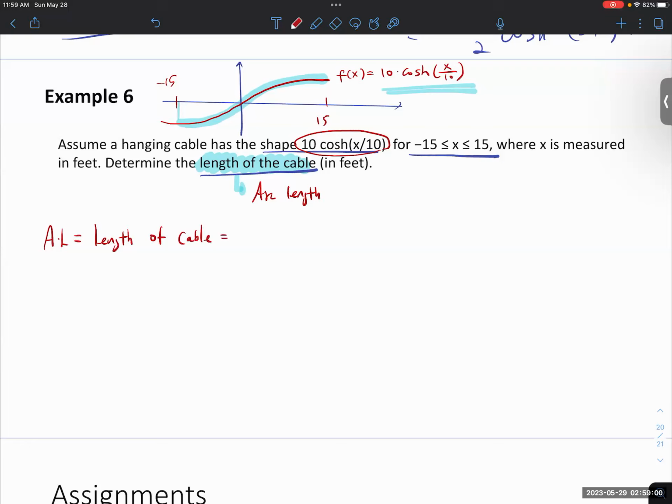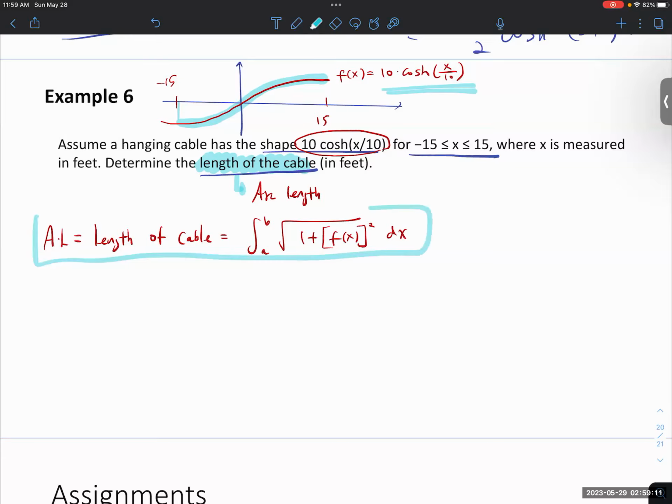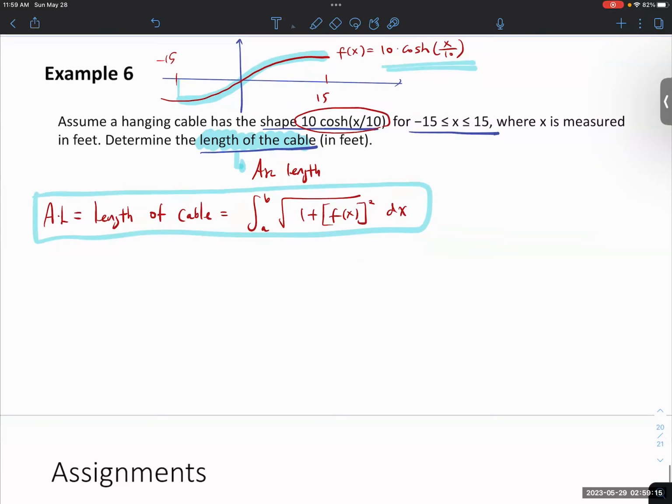And the formula, if you remember, from A to B, radical 1 plus f of x second power dx. This is the formula of the arc length. And then we have all the information. We have f of x equal to 10 cosh x over 10. And then actually there's the prime and second power. I'm going to take the derivative.